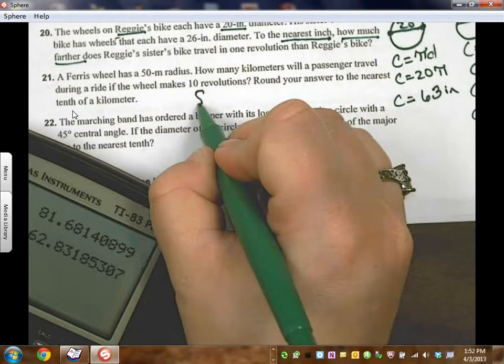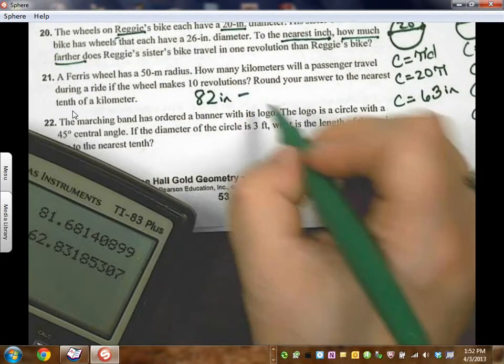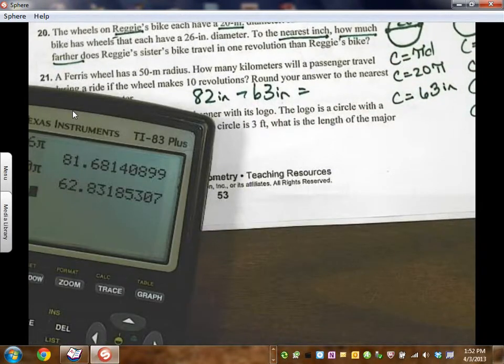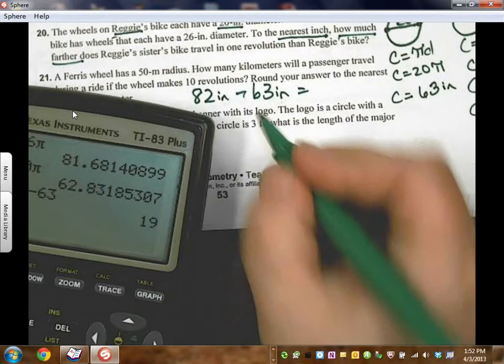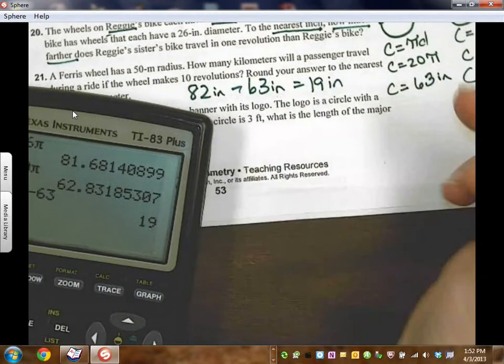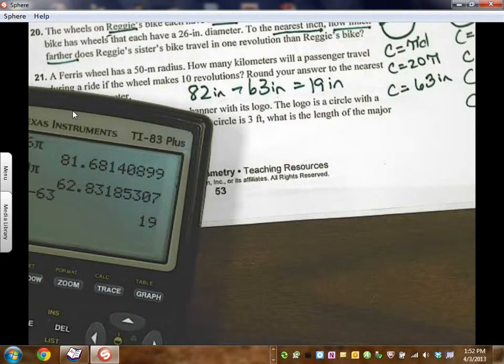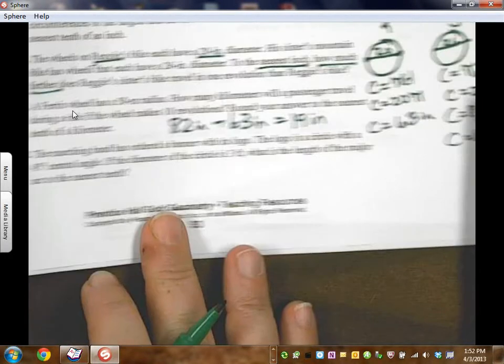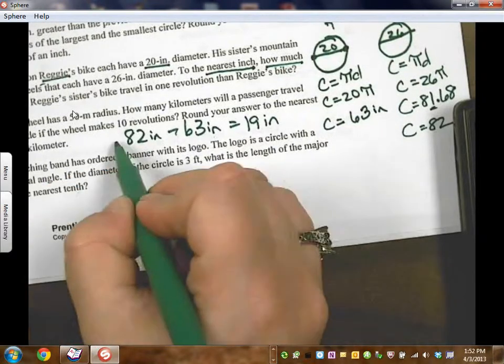We know her bike goes 82 inches. His bike goes 63 inches. What's the difference? 82 minus 63. The difference is 19 inches. So every time her bike goes around once, the wheels go around once, she's going to go 19 inches further. Okay? I'm sorry. This answer goes up here.